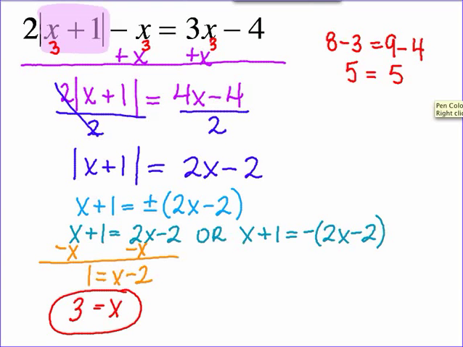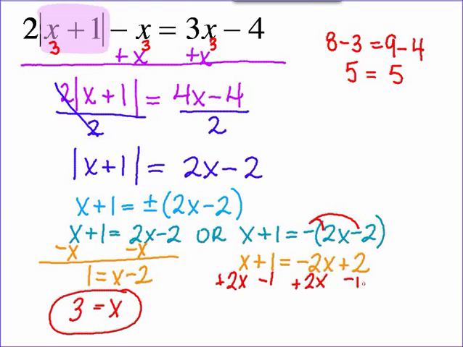Now we got to work on the next one. Okay, don't automatically assume it won't work. It might work. So I have x plus 1 equals negative 2x plus 2. The reason why it's plus is because I'm distributing the negative here and here. So now let's go ahead and add 2x to both sides.